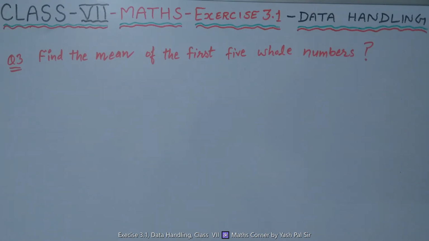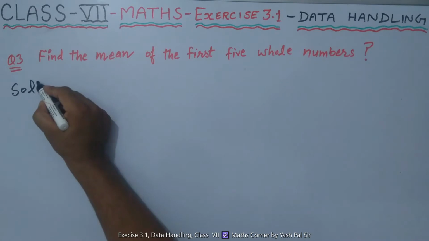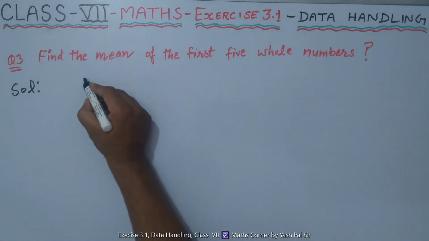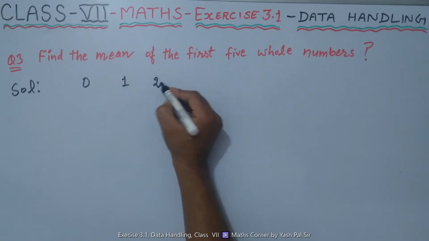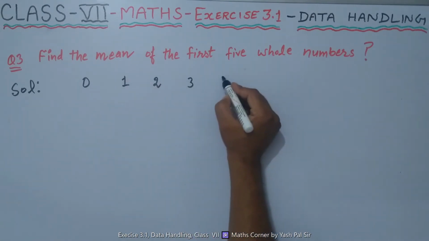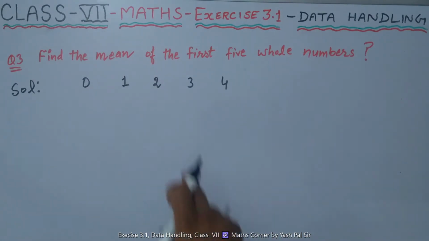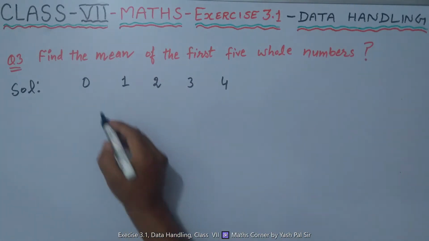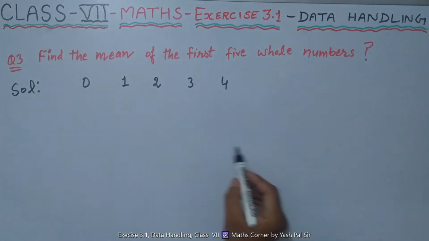Find the mean of the first 5 whole numbers. So first of all, how to solve the question? What are the whole numbers? 0 is a whole number, 1, then 2, 3, 4, etc. All these numbers are whole numbers starting with 0. So find the mean of the first 5 whole numbers.